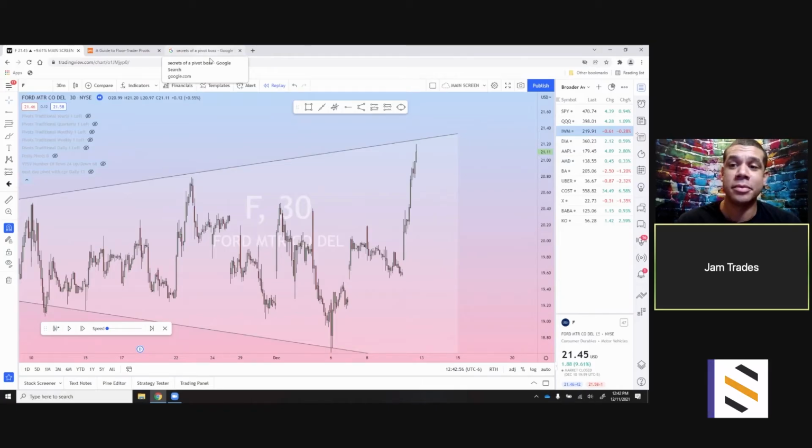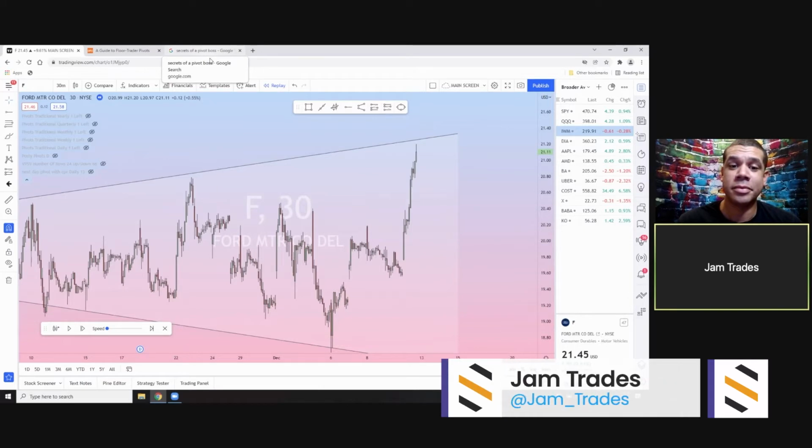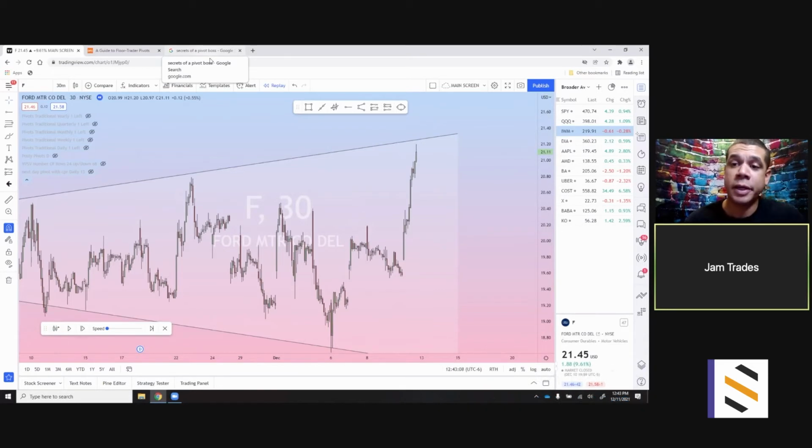First of all, it's not an indicator because it's not lagging. It is based on previous price action, but it's static. It doesn't change. So the pivot for the week, the pivot for the day, it stays there all day long, all week long. The pivot for the month stays there all month. The pivot for the year stays there all year.